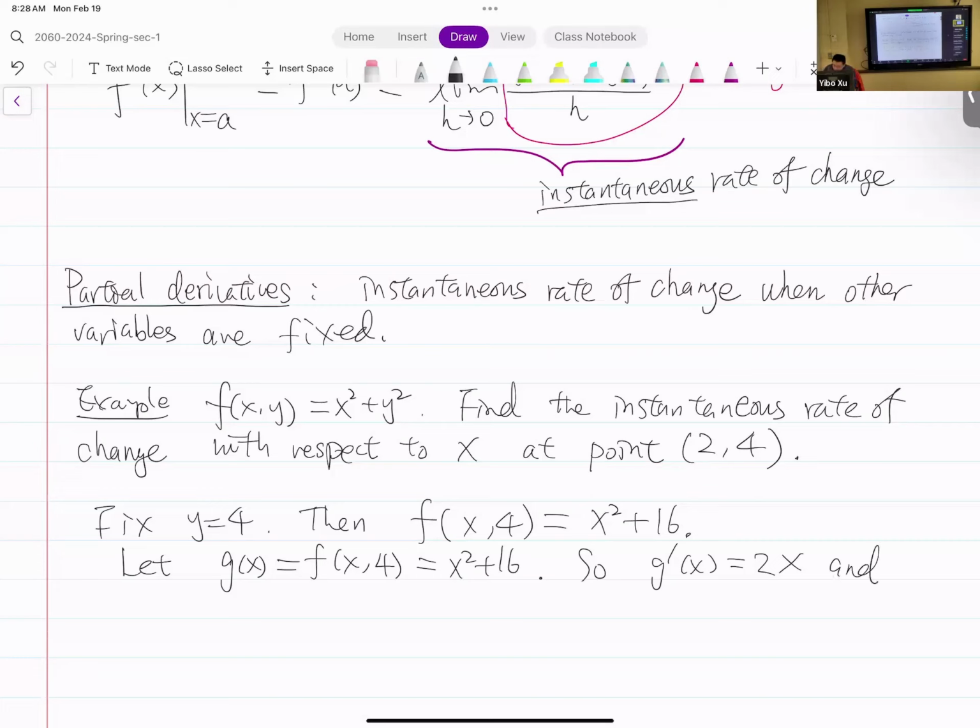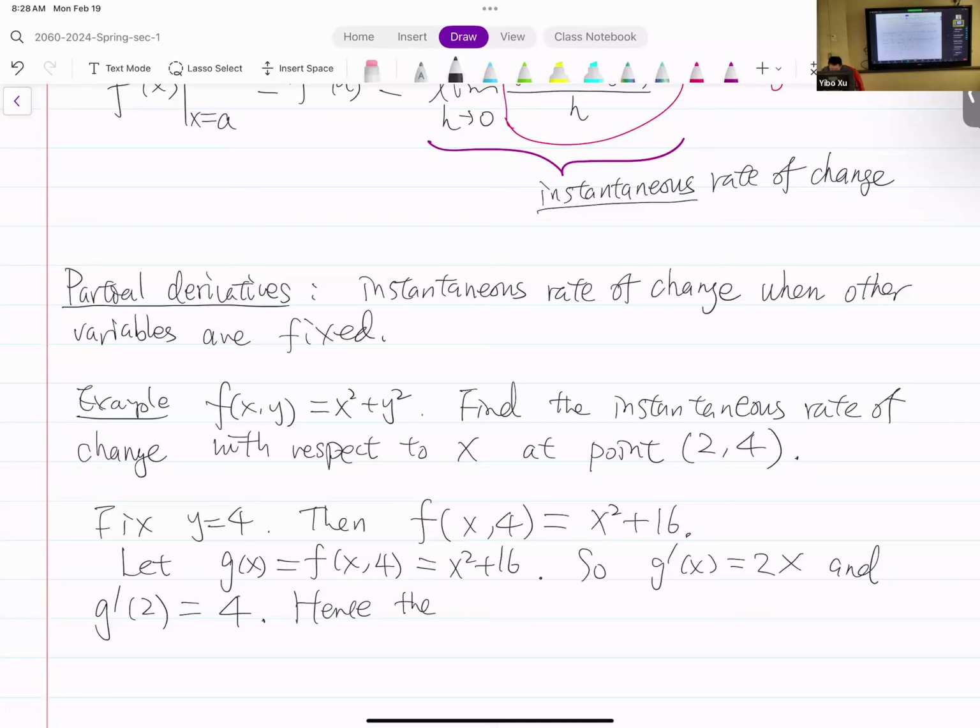Okay, so now we specified 4 for the y value, and then we have the instantaneous rate of change for whatever x value. But here we want to know the behavior at x equal to 2, right? So we just get the x value and plug in. So g prime at 2 is 4. So we just plug in x equal to 2. Hence, we can conclude that the instantaneous rate of change is actually 4, right?